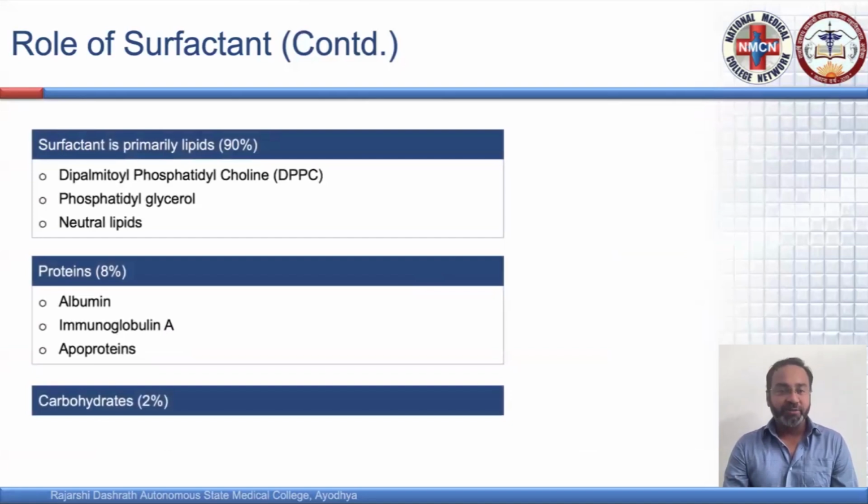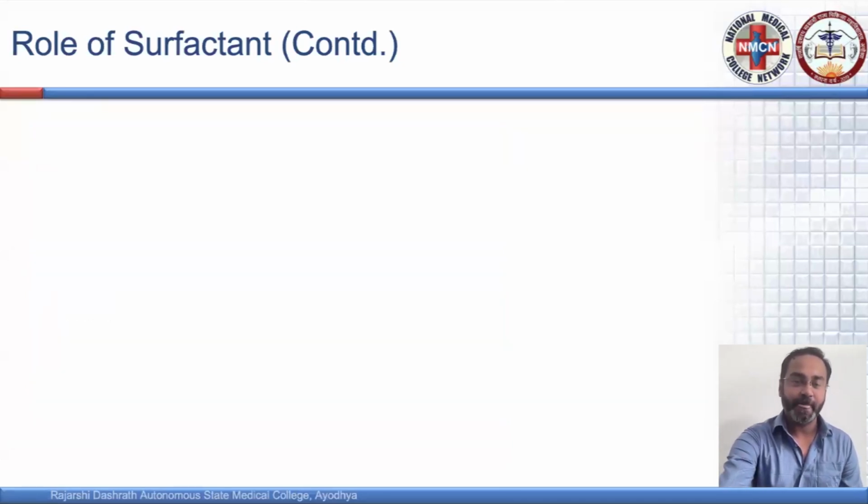The chemical composition of surfactant is mainly dipalmitoyl phosphatidylcholine. There are also phosphatidylglycerol and neutral lipids present in this surfactant. Proteins in a certain amount, around 8%, are present, which are albumin, immunoglobulin A, and apoproteins, and certain carbohydrates, around 2%, are also present in the surfactant.